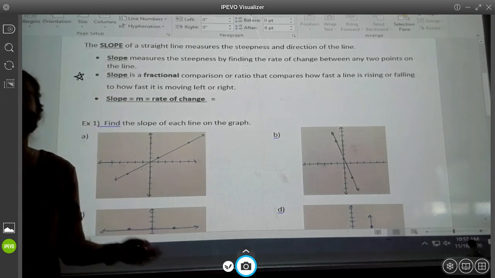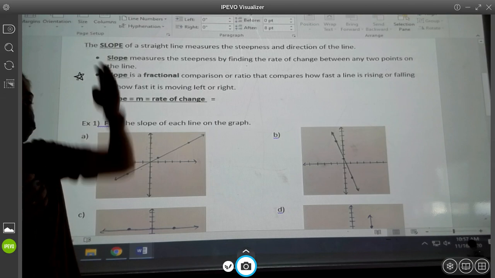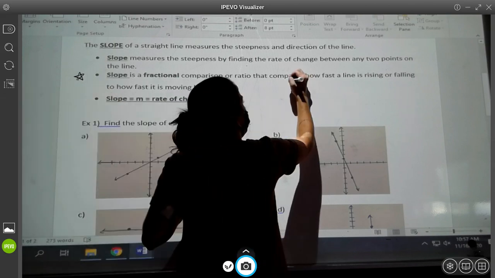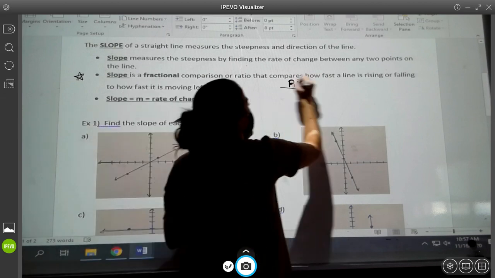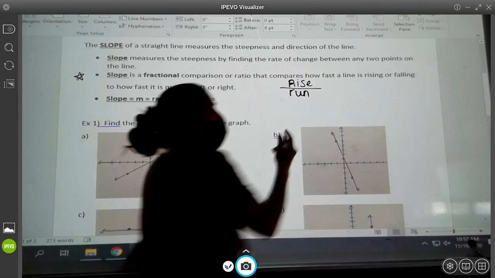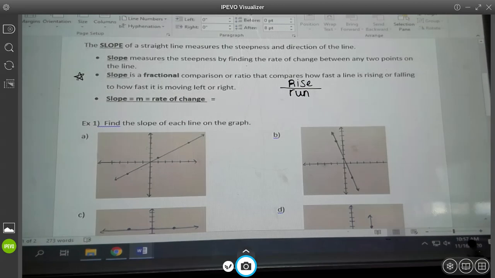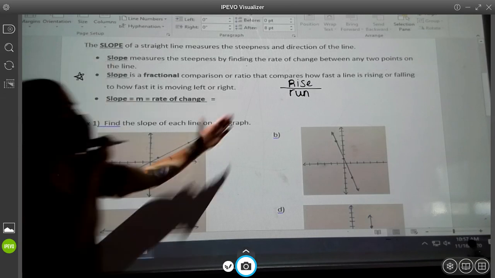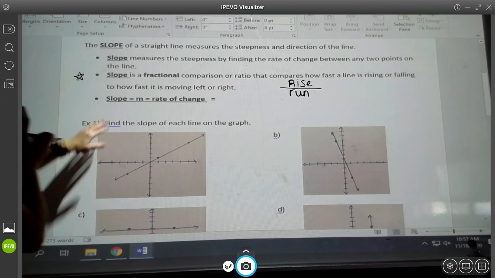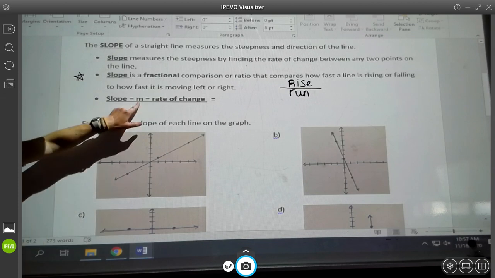So those are the infamous R words. It's comparing the rise to the run. So it's your rise, how fast it's rising, compared to how fast it's running side to side, left to right. Do you guys remember your rise over run words? Everybody remember slope, rise over run?